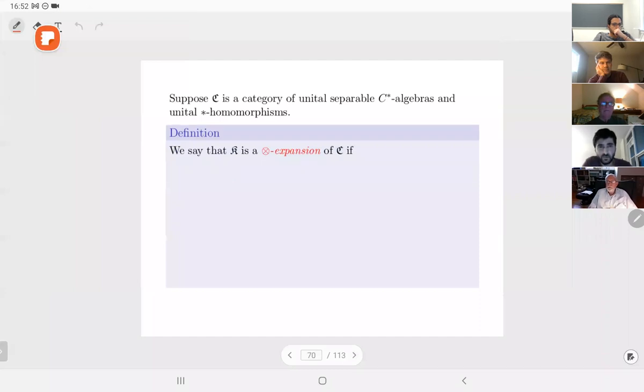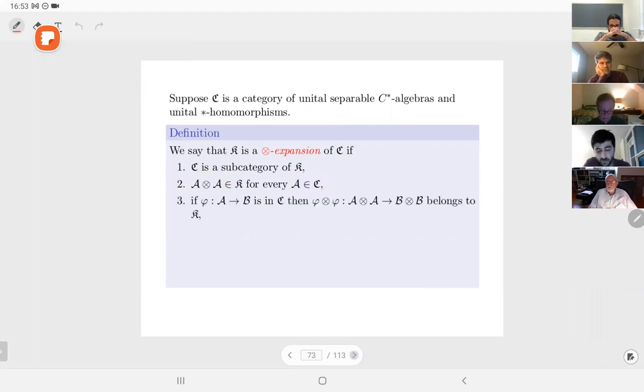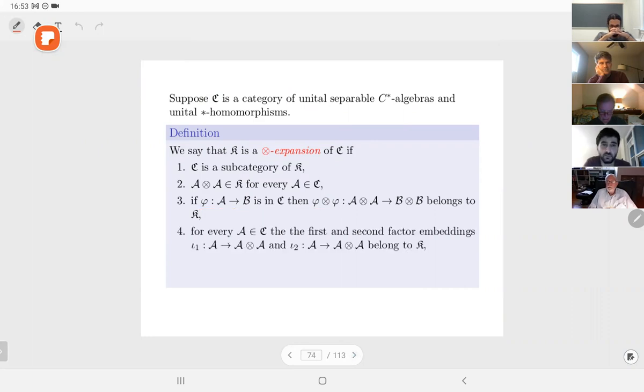So before going to the proof, I want my category K to be sufficiently closed under tensor product. This is what I mean. I'm not going to spend much time on this since I'm running out of time. Suppose you have a category C and you build a larger category K. I say that K is the tensor expansion of C if C is a subcategory of K, if A is an object of K, then A tensor A is in K, and if you have an arrow phi in C, then you also have phi tensor phi in K. So I'm expanding by adding some tensor products, making it closed a little bit at least. These are the things that I basically need.